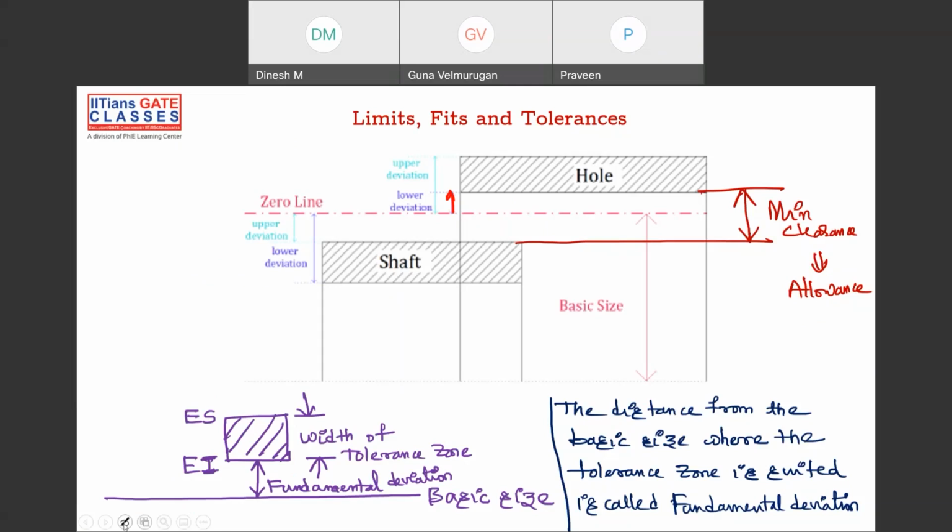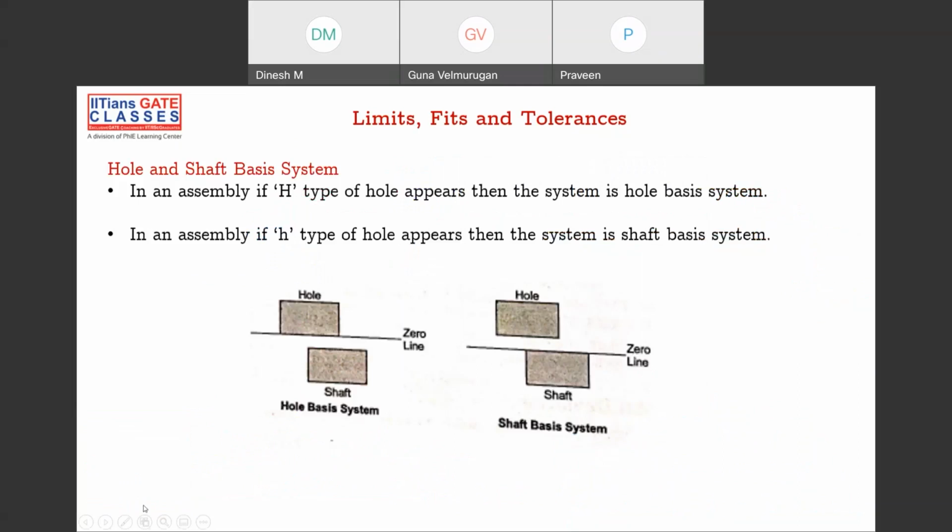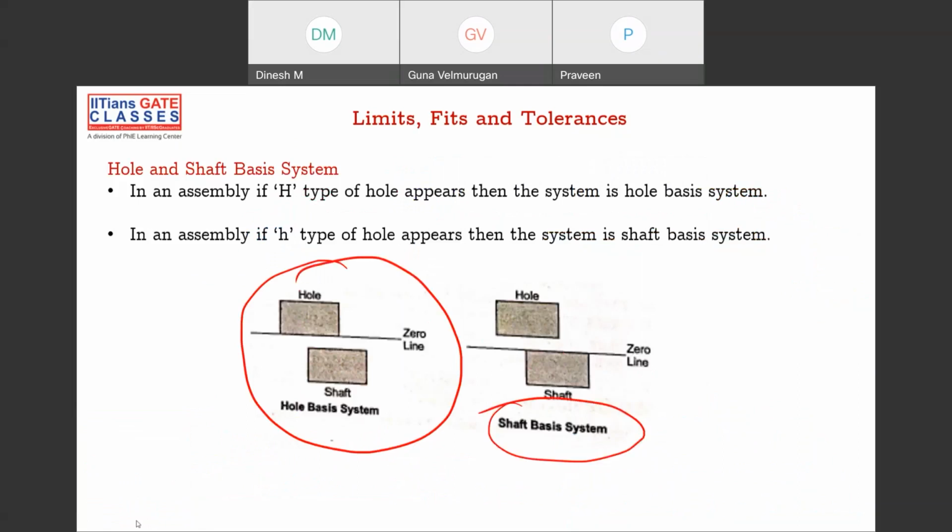Okay, fine. So now that we have the terminology, let's go to the next one. That is this thing: systems. One is the hole basis system, another is the shaft basis system. What is hole basis and shaft basis? Let me explain.